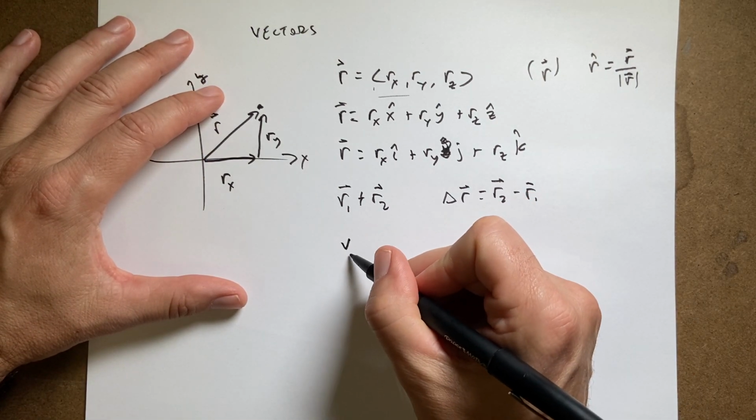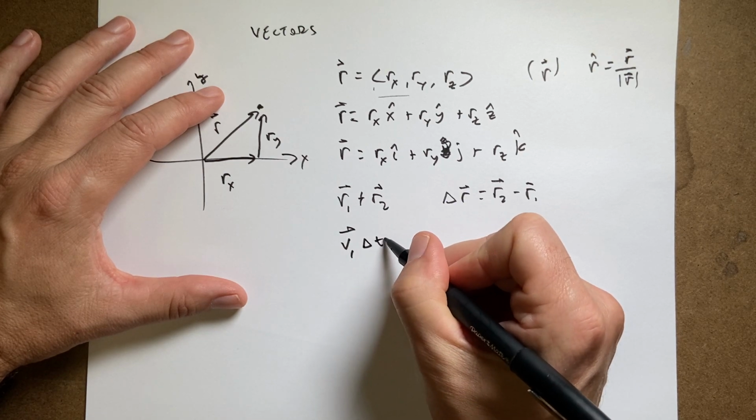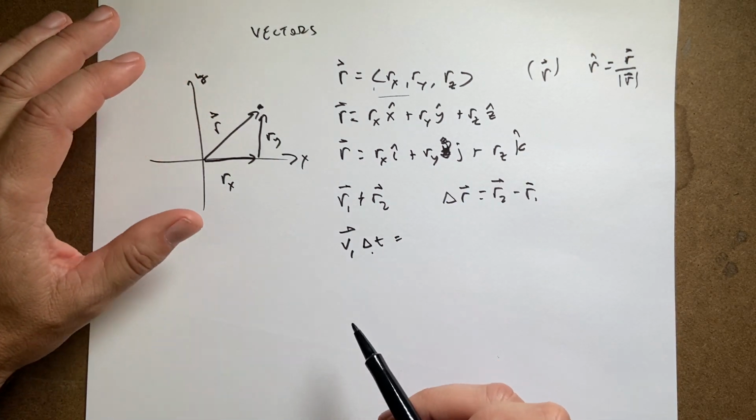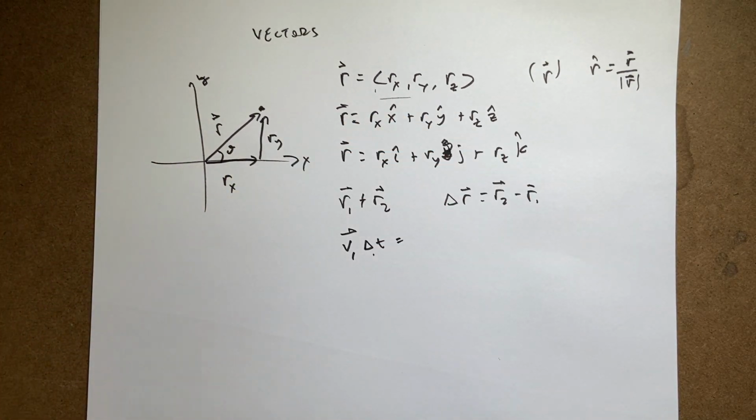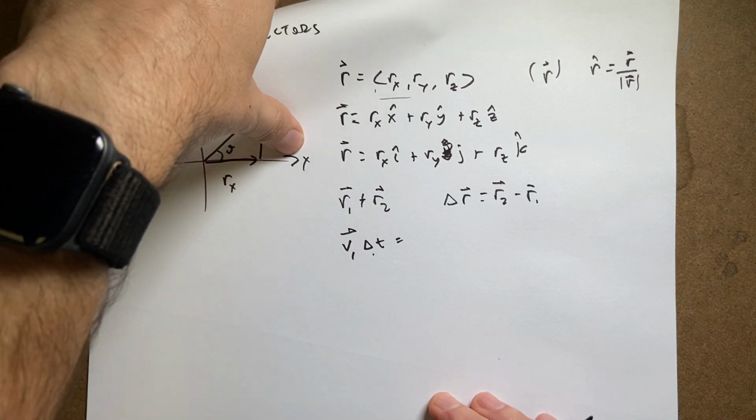So this, V1 delta t, that's a vector and that's a scalar. You multiply them together. And if this is the same angle theta, you should be able to find the components. But I'm not giving the whole vector review. Those are the kind of things that you should know.